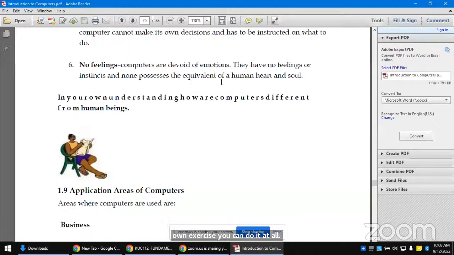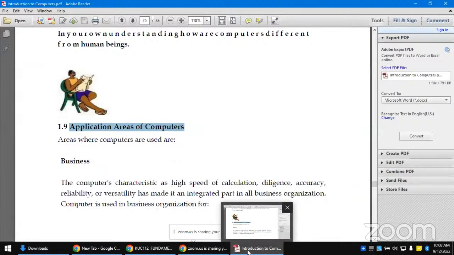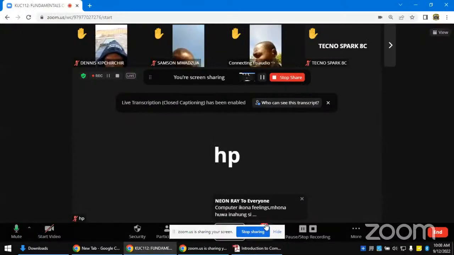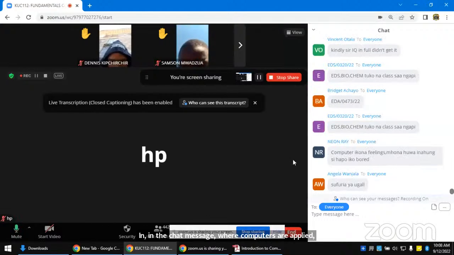In this particular area, everybody has to write the application areas of computers. Kindly write in your chat box, the message box, the application areas of computers, and why you think that area is applied. We'll view them as they come. Kindly write for us in the chat where computers are applied and the reason why you think they are applied there.